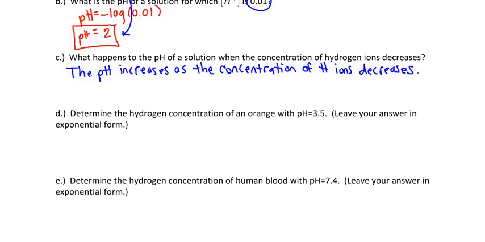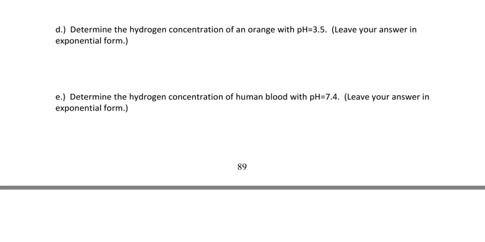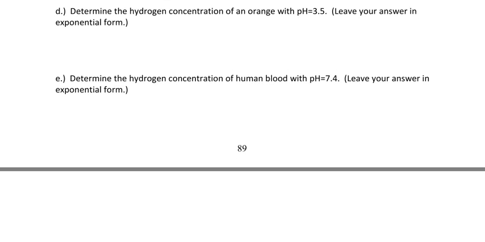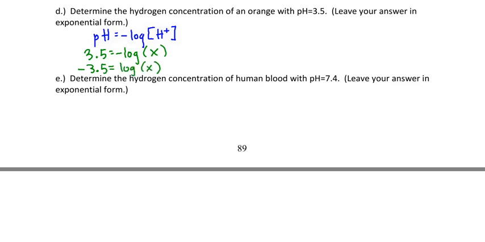Example D, determine the hydrogen concentration of an orange with a pH of 3.5. So this time we know the pH and we want to know what's the hydrogen concentration. So once again, the function is pH equals negative log of H positive. This time we know the pH is 3.5. So we need to solve for that concentration. And for ease of notation, I'm just going to call it x. So we need to solve this logarithmic equation for x. So first, let's divide both sides by the negative. So we get negative 3.5 equals log of x.